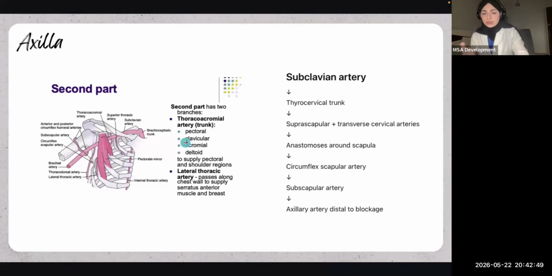So the pectoral region, clavicle, acromial, and deltoid.